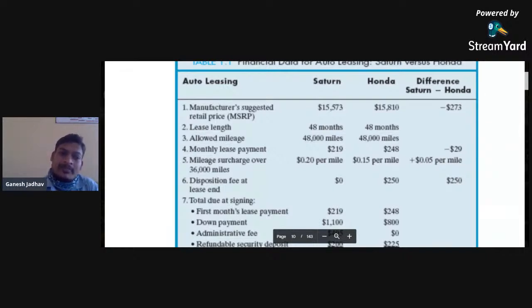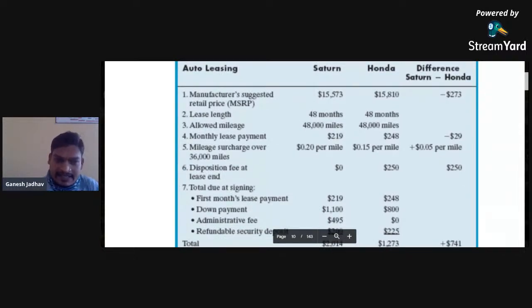And the mileage surcharge over 36,000 miles is $0.20 per mile and $0.15 per mile. So the difference is 0.05 per mile. So this is the financial data. Then the disposition fee: that is $0 and $250, so 250 is the positive for Honda.